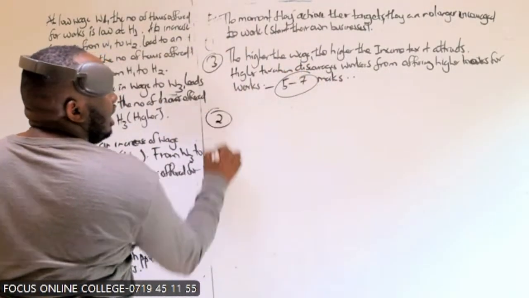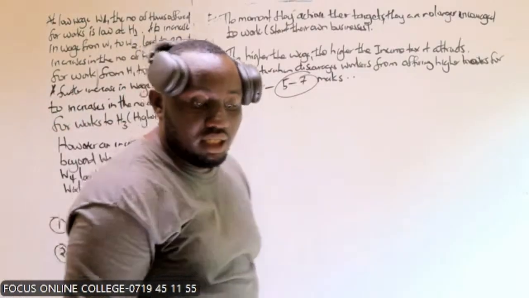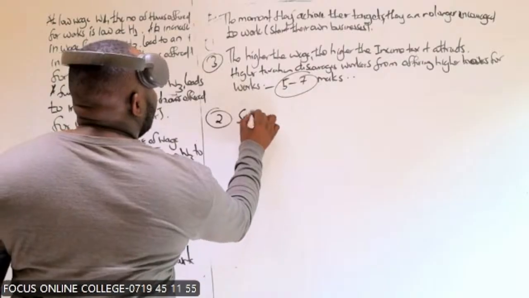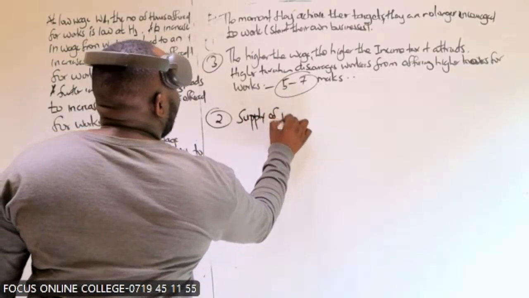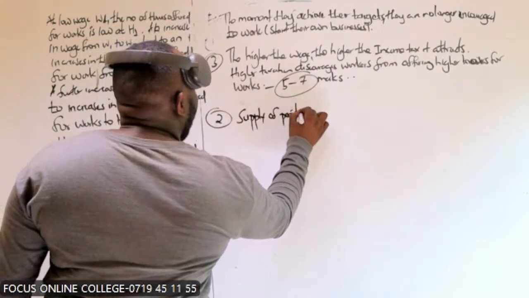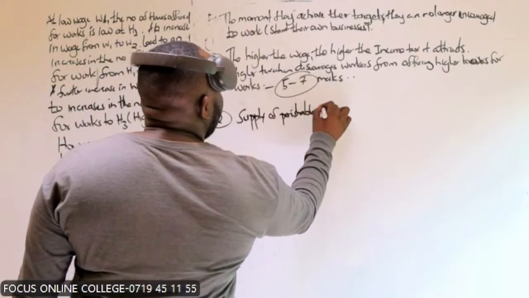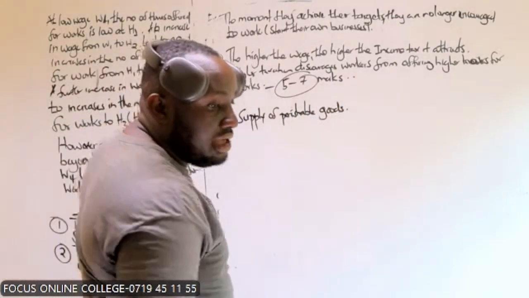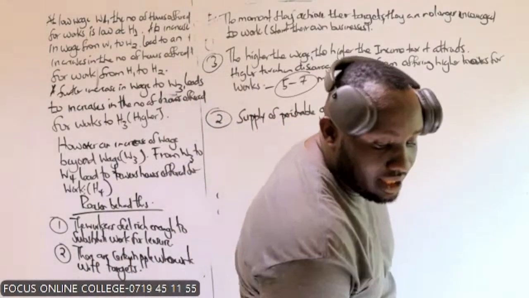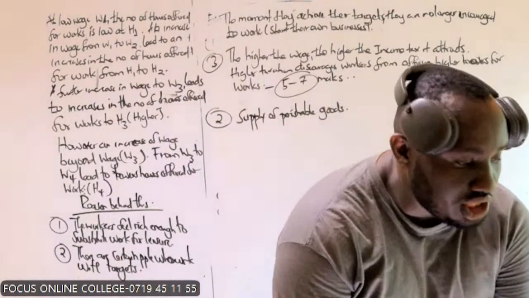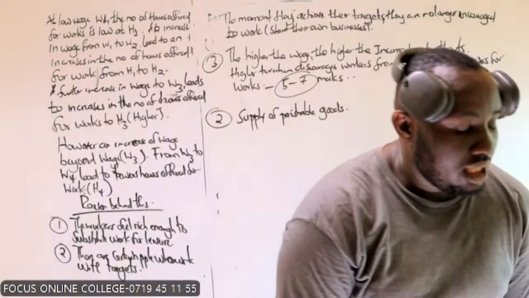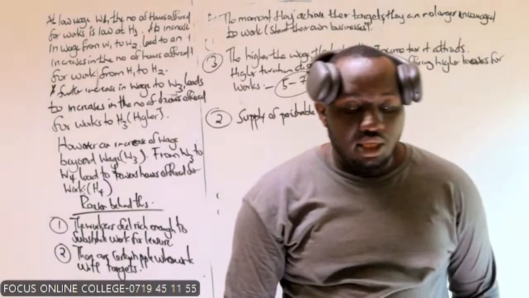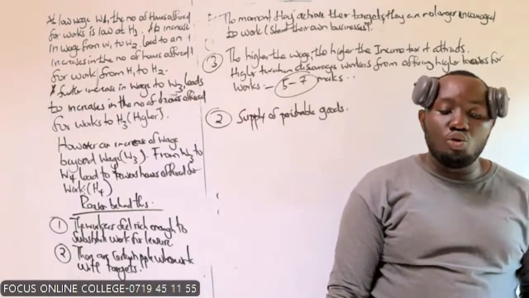Then the second exception to the law of supply curve, we call it supply of perishable goods. If you know goods are going to go bad, Charles, are you still going to insist on charging them higher price? If you know for sure that these goods are going to go bad.